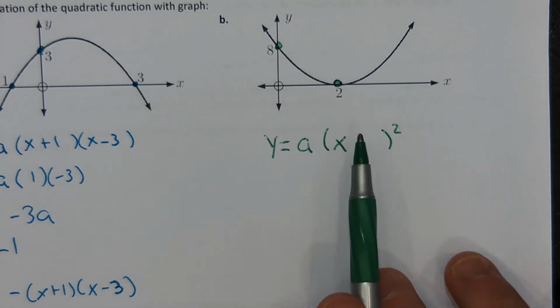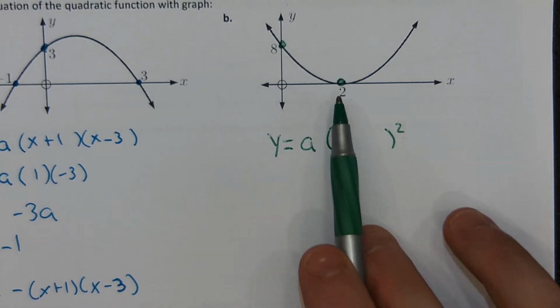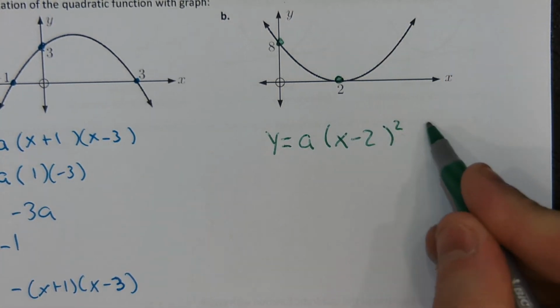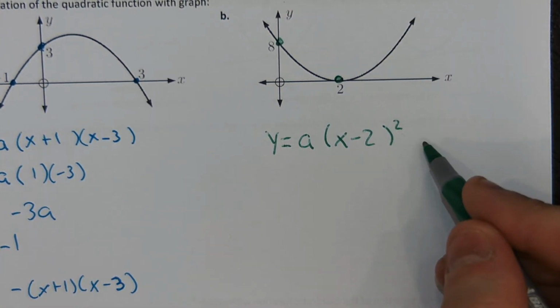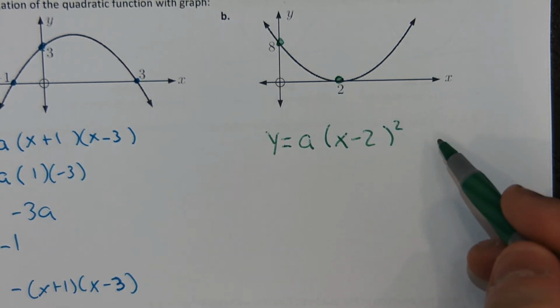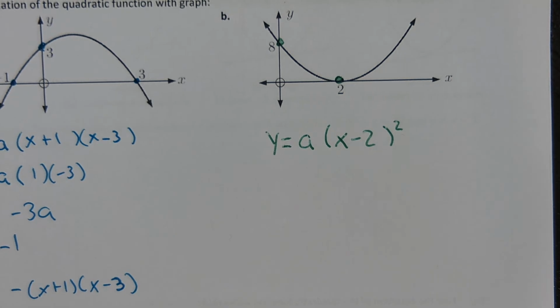The vertex is going to be whatever makes the inside equal 0 here. Since 2 makes it 0, we know that this is a -2, plus this number out here. But the y value of the vertex is 0, so there's actually not a number there. So there you go. That is in vertex form, since the vertex is 2, 0.